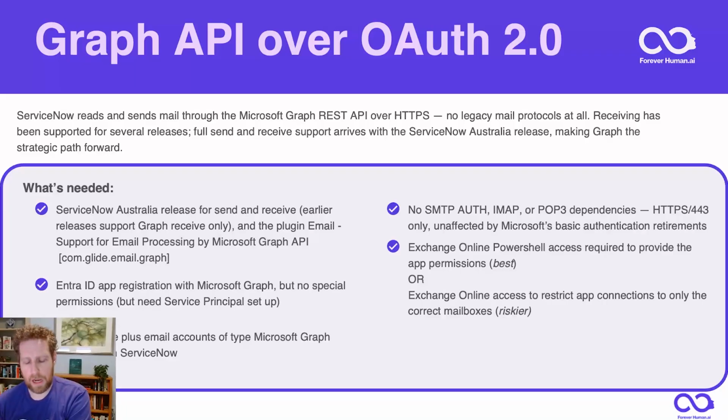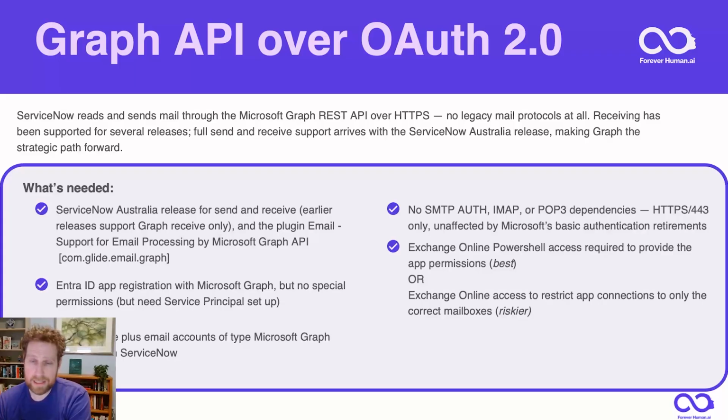over Graph for a while in ServiceNow, but they only introduced support for sending it in Australia. So you need to be on the Australia release to be able to send via the Graph API. There's an app registration, but no special permissions, actually. There's a couple ways to do this, which I'll talk through. But in the best way, you don't need any special permissions on the app registration, which is kind of cool. You just connect it to some backend ExchangeOnline permissions, and then you can send and receive these ways.